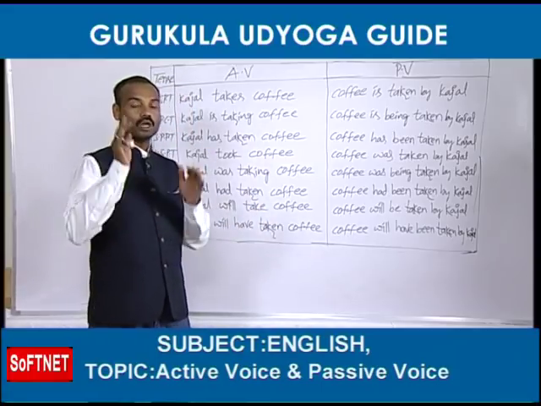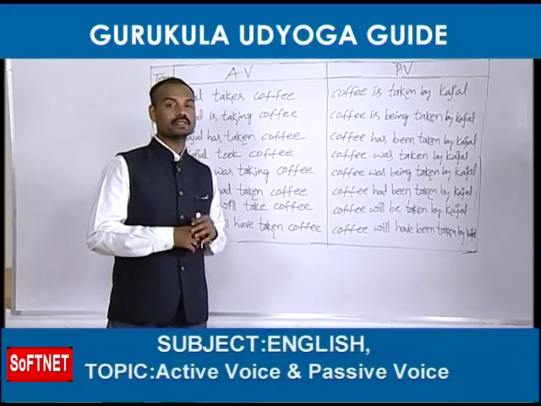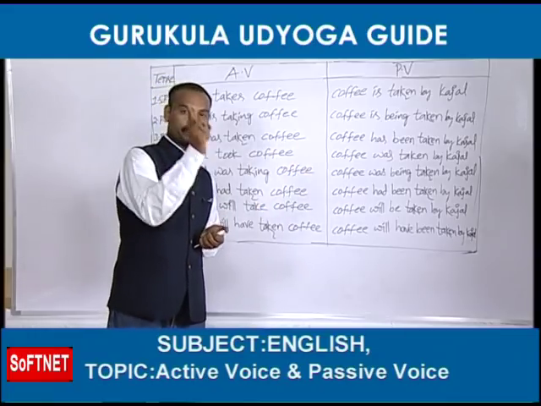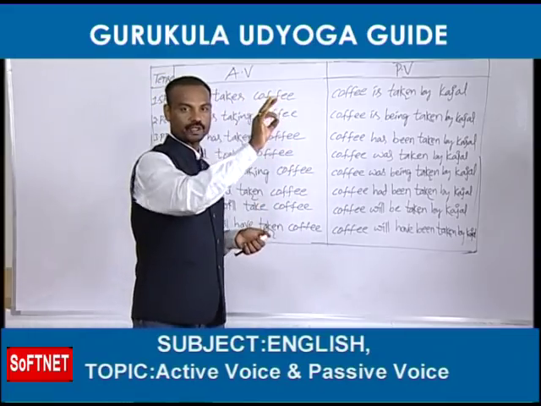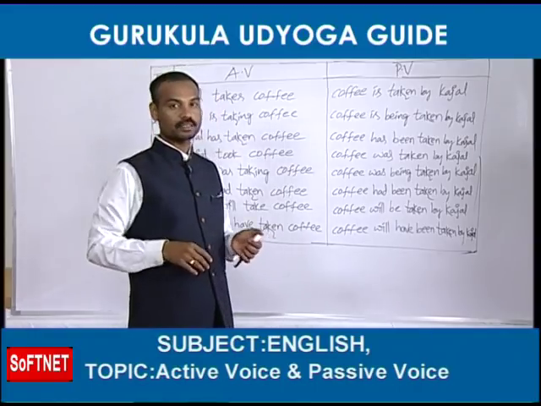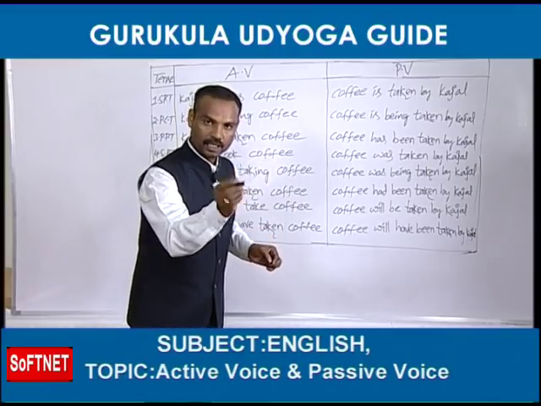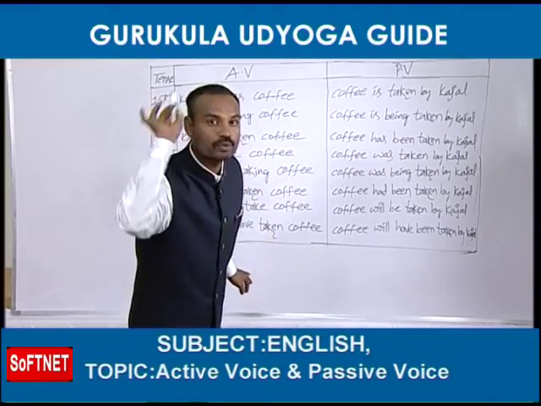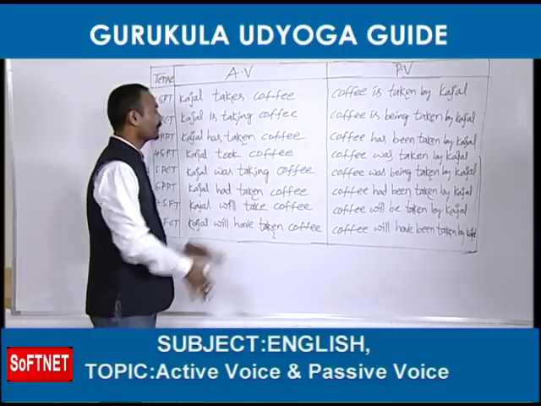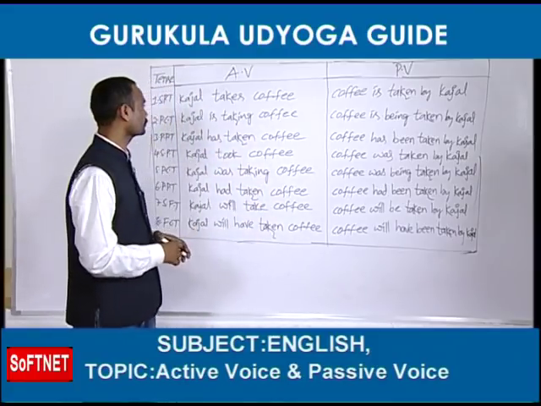So friends, out of 12 tenses, for 4 tenses there are no passive voices at all. They are present perfect continuous, past perfect continuous, future perfect continuous, and the last one is future continuous also. Present perfect continuous, past perfect continuous, future perfect continuous and future continuous, like that you can remember. Okay, fine. Let's see this table, friends.